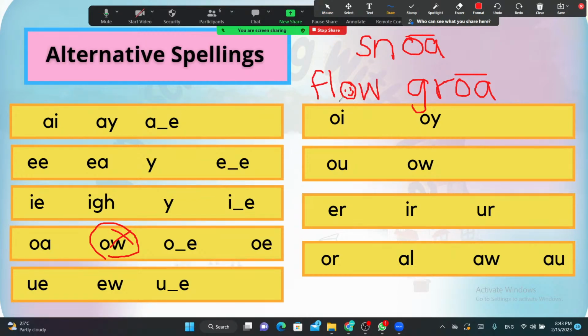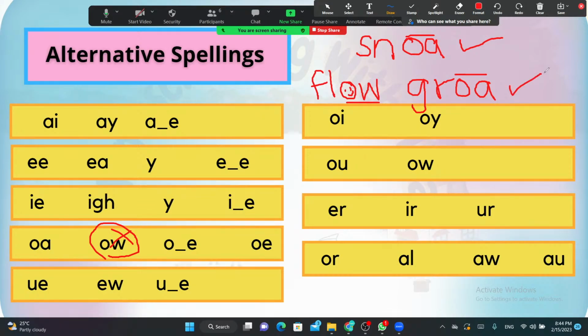So if you hear O at the end of English words, you will write O with OW. Flow. Flow. Okay? OW will say O at the end of words. Now, can you please correct the other spellings? Snow and grow. So they will erase it and write the right thing.